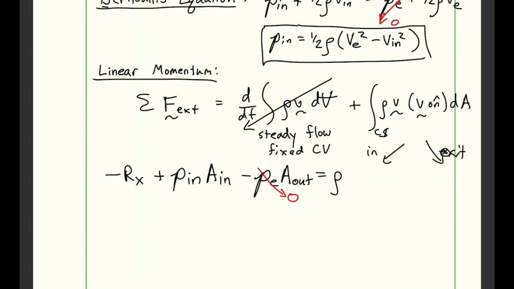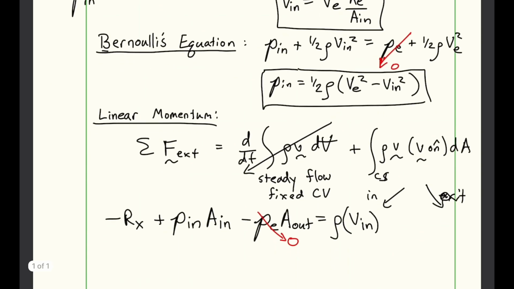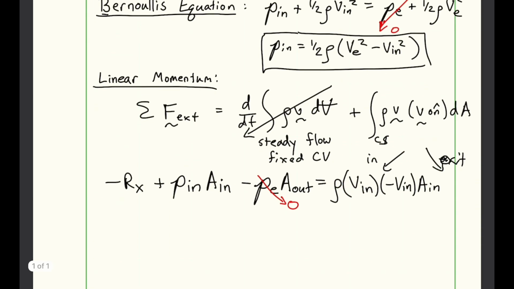So that would be rho times, and this thing will be in the positive direction, so I'll call that V in. And then this is a scalar, right? So this represents the velocity dotted with the unit normal. The velocity goes this way, but the unit normal is going this way, so they're in opposite directions. So this term is a minus V in times the area at the inlet. So that's our inlet term, and then there's an exit term as well.